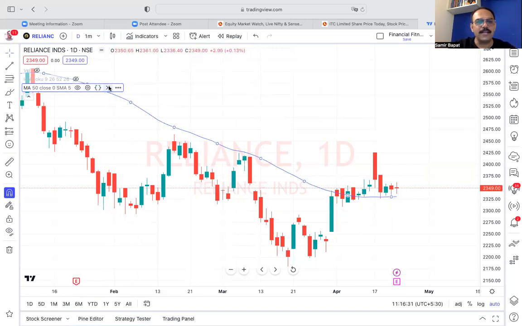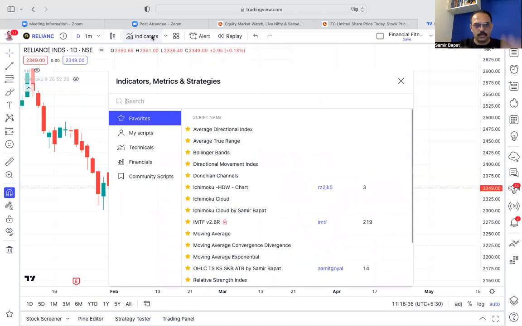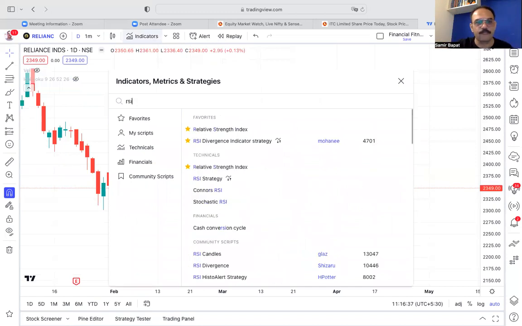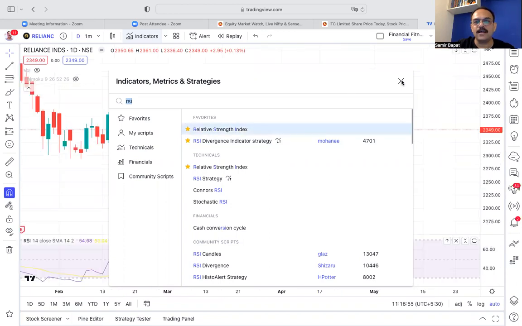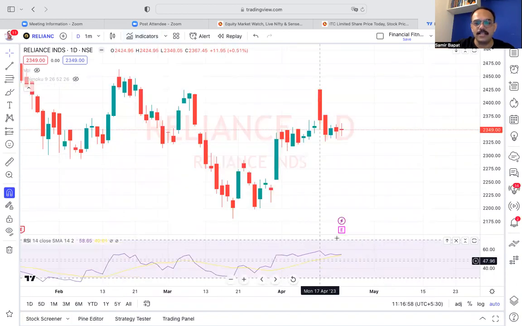There are some indicators which will be plotted below. Let's say RSI. RSI is relative strength index. It will come like this. See, don't go by it if some name is written here. Don't use it, someone might have published it. We don't know what calculation they are doing. These are defaults, like the author has done. Click on that and then you will get them on the bottom.